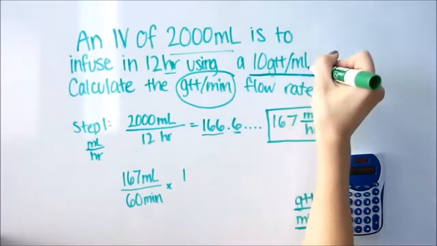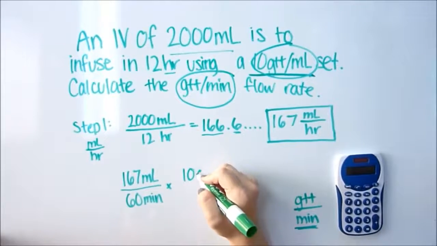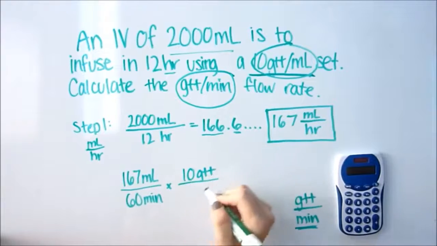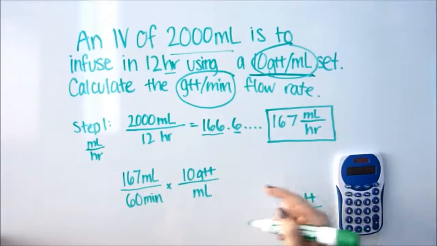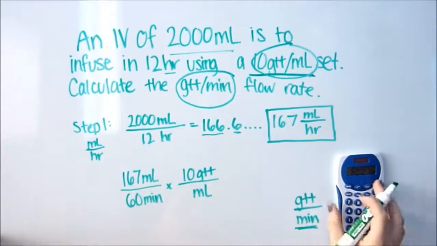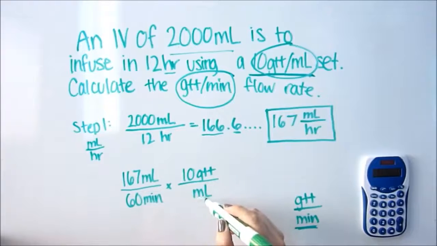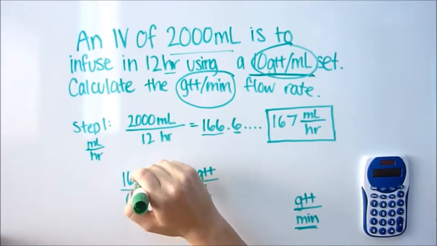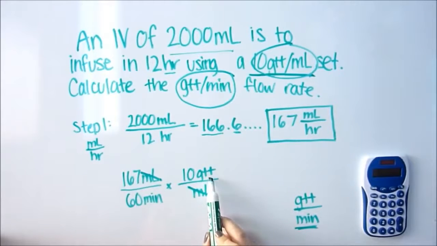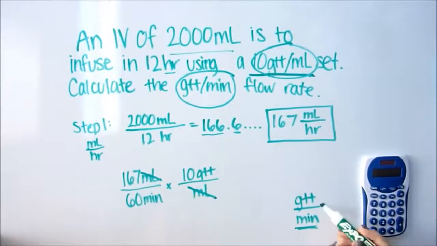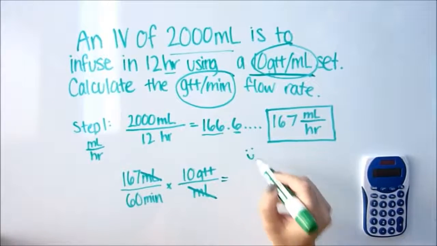We're going to use this information because we have to multiply it by the calibration, 10 drops per ml. Now you're thinking, why are we doing this? You're going to find out in just a second. We're going to multiply straight across, and by doing that, our mLs are going to cancel out and we're going to be left with drops per minute. And that's what we're looking for, right? It's magic.